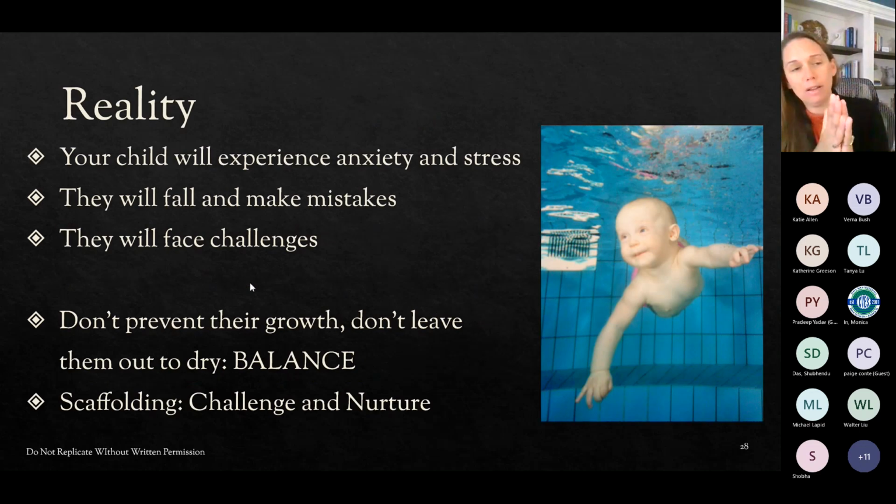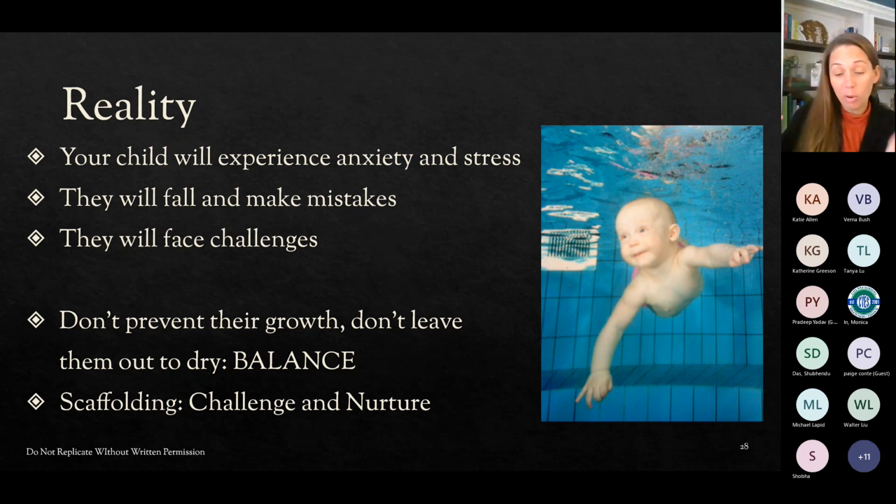And so here's the reality. Your child will face stress. They will have anxiety. They will face challenges. I pose this picture because it's kind of a worst case scenario, but it's going to happen. Life's going to happen, right? And so we don't want to prevent their growth by fixing it for them. But we also want to encourage them to learn how to do it on their own.